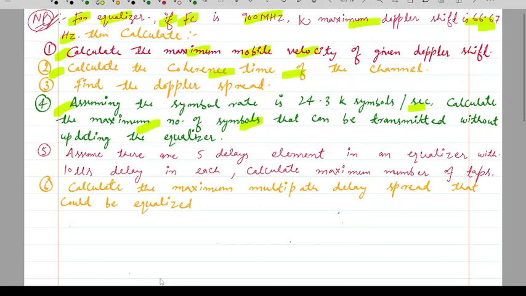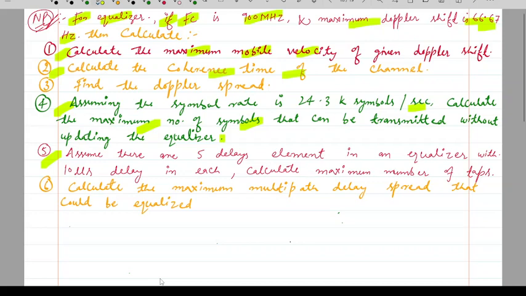So before the equalizer, we will find out the input data of the equalizer: how much the maximum symbol rate of the transmitted data is at the receiver. That we will calculate in this fourth part. And in the fifth part, assume there are 5 delay elements in the equalizer, as we all know.